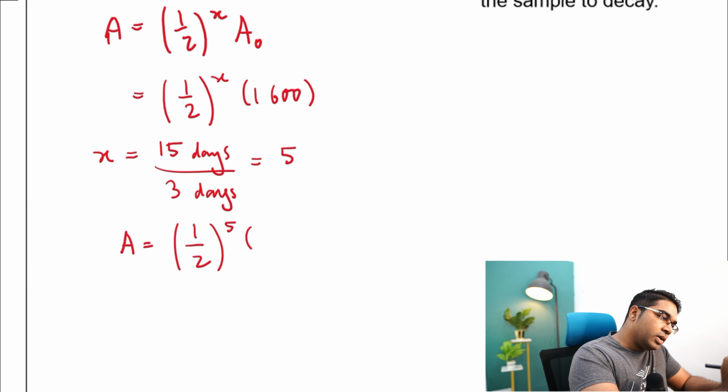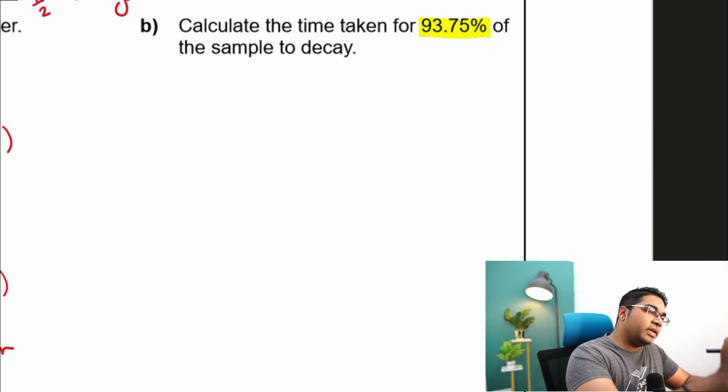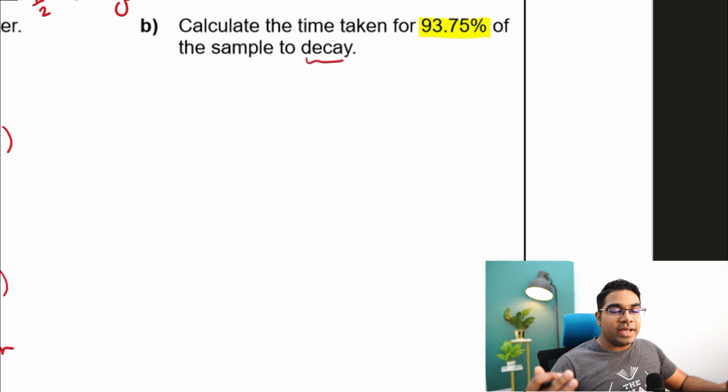Calculate the time taken for 93.75% of the sample to decay. In this case, they don't actually give us any number of nuclei or any activity. They've only given us the proportion of nuclei that has decayed. And when we have the proportion of nuclei that has decayed, we cannot apply the formula, because according to our formula, the formula only has the number of nuclei remaining and the initial number of nuclei. We have no place to substitute the number of nuclei that has already decayed.